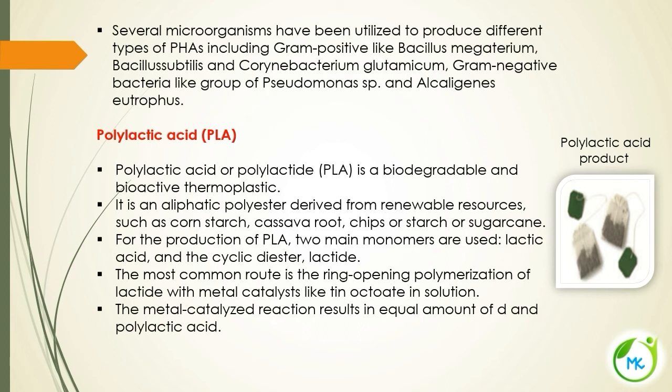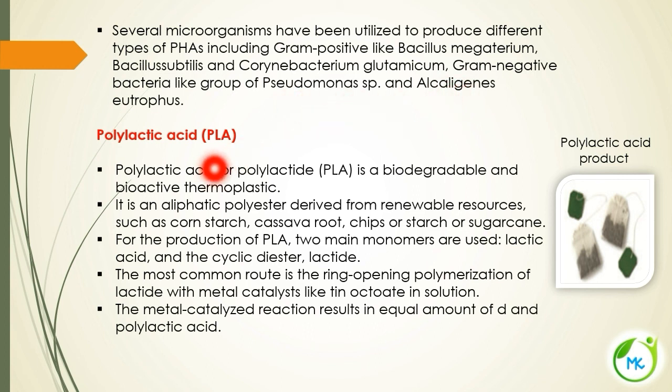Several microorganisms have been utilized to produce different types of these PHAs. These are the organisms employed for its production: Bacillus megaterium, Bacillus subtilis, Corynebacterium glutamicum, and gram-negative bacteria such as Pseudomonas and Alcaligenes.